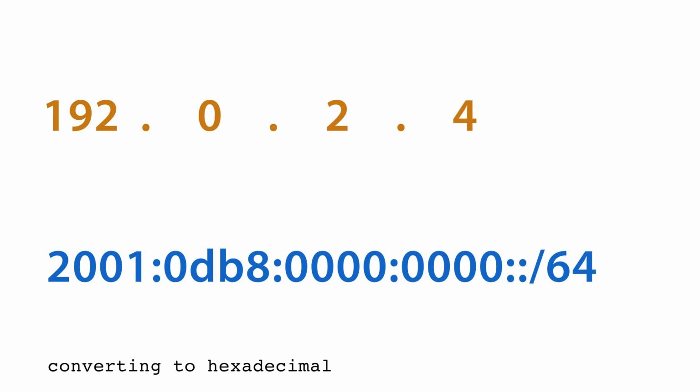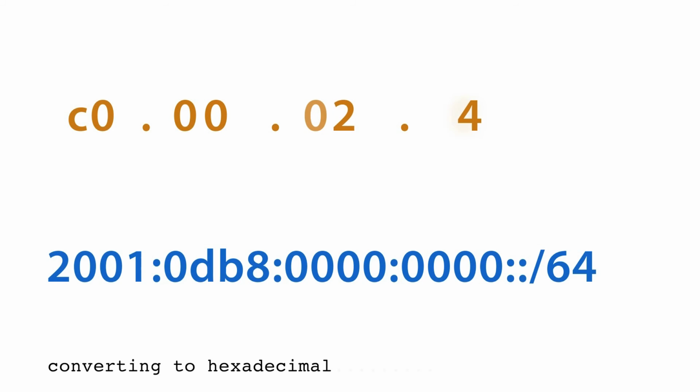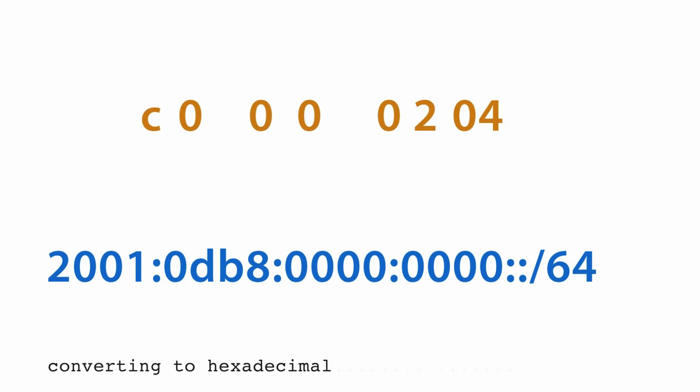Let's look at an example of how a customer's IPv4 address is mapped onto the provider's IPv6 address. IPv6 uses hexadecimal notation. We need to convert the IPv4 address from decimal format to hexadecimal format. Now the IPv4 address in hexadecimal format will be embedded in the IPv6 address.